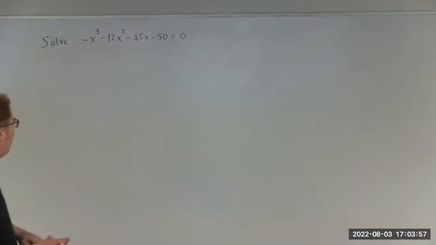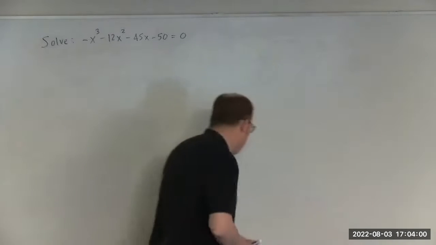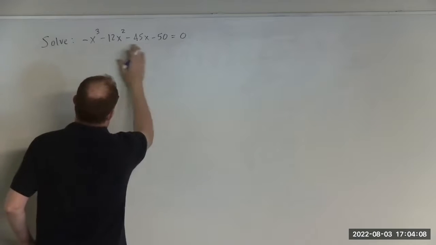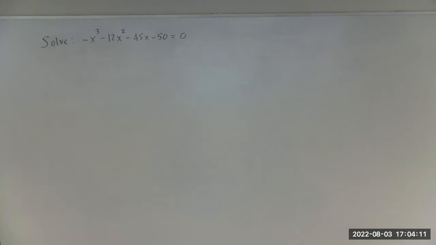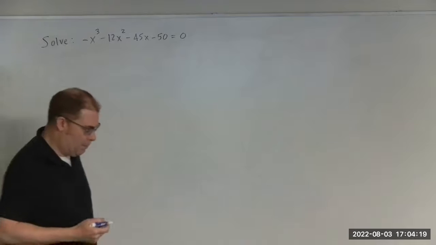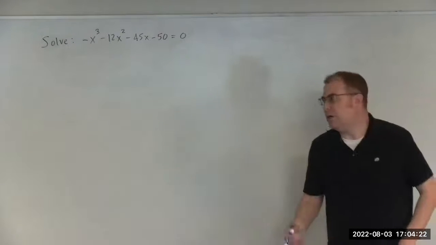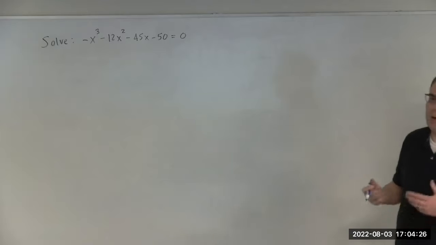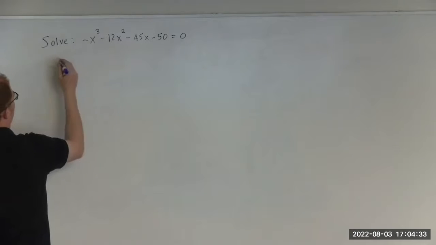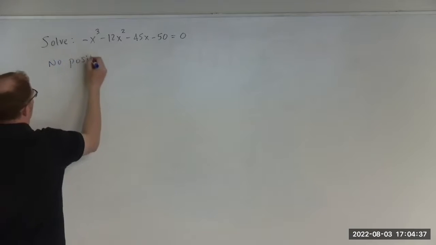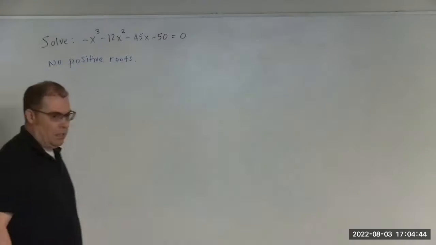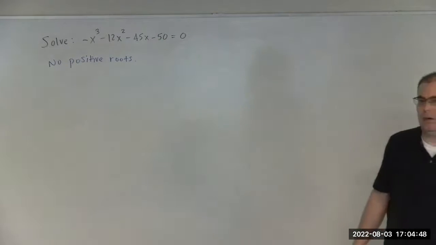Okay. One thing I do want to mention here is that if you look at the value of the signs here, notice that there is no change in signs. So it's all negative, negative, negative, negative. Whenever you have something like this, that's indicative that there are no positive zeros, no positive roots. We know that just by looking at the signs. Okay, so there are no positive roots.